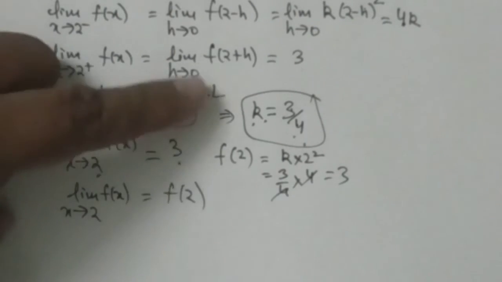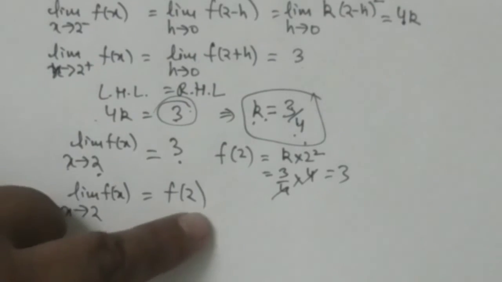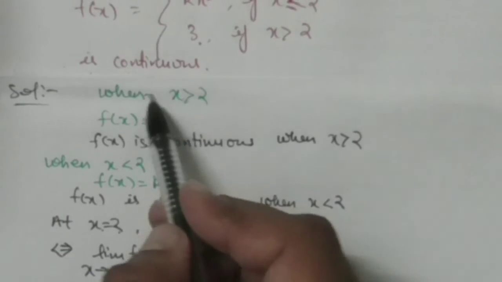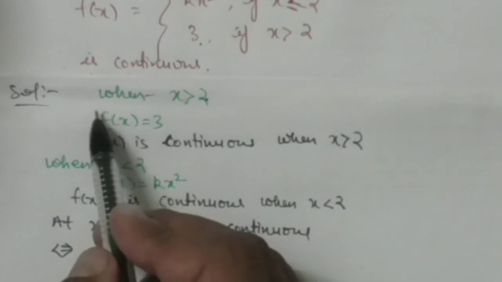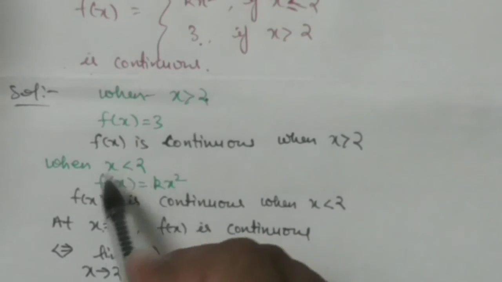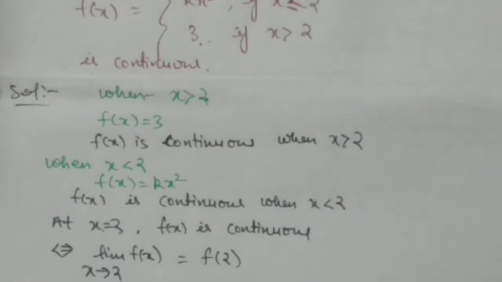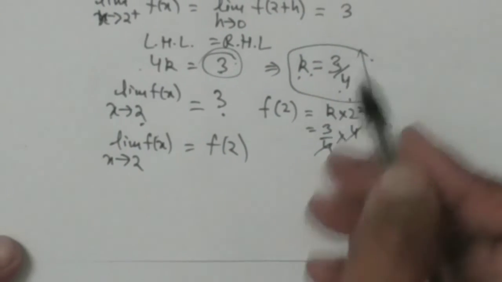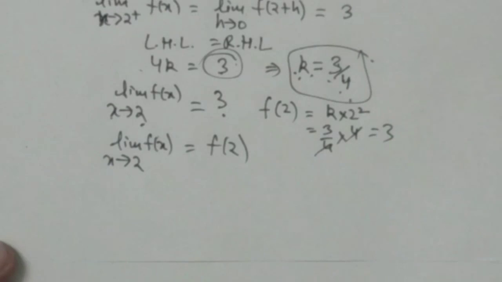It means this function f(x) is continuous at x is equal to 2 when k is equal to 3 by 4. And this function, as I have already proved, is continuous when x is greater than 2, and it is also continuous when x is less than 2, right? So this function will be continuous everywhere when k is equal to 3 by 4.